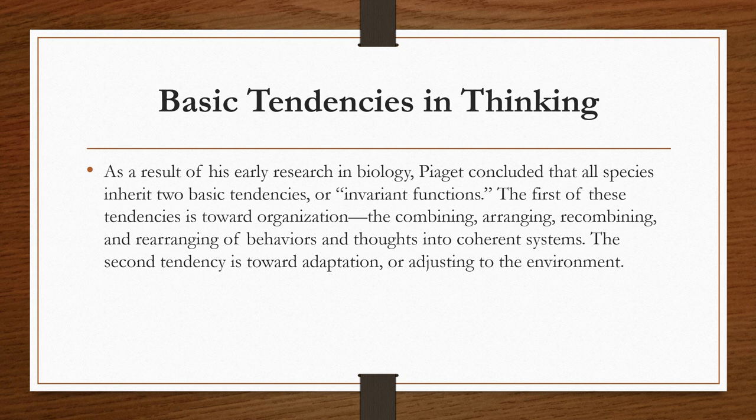Basic tendencies in thinking. As a result of his early research in biology, Piaget concluded that all species inherit two basic tendencies or invariant functions. The first of these is the tendency toward organization, the combining, arranging, recombining, and rearranging of behaviors and thoughts into coherent systems. The second tendency is toward adaptation or adjusting to the environment.